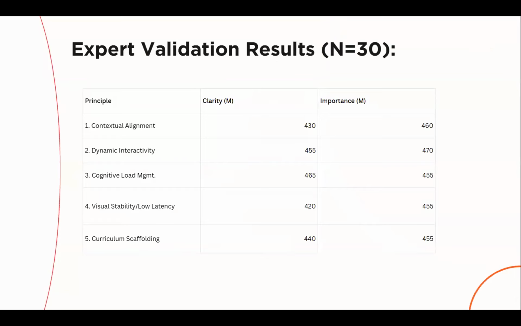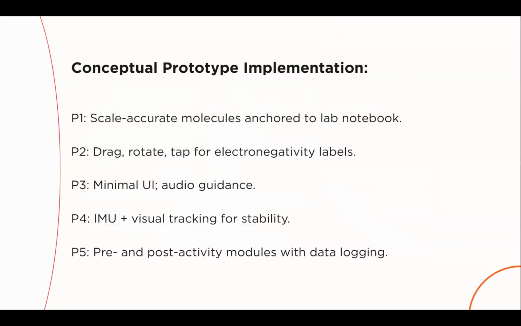So this is the expert validation done for each principle that I mentioned here, where a rating of five is given for clarity as well as importance. These are the mean ratings that were calculated.